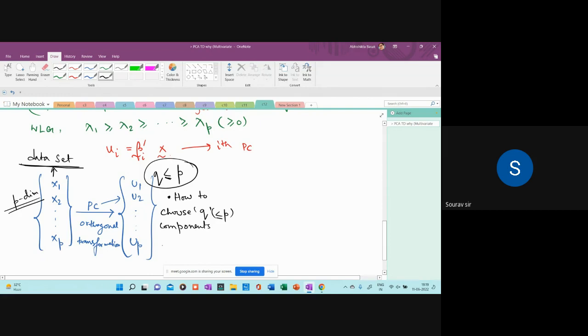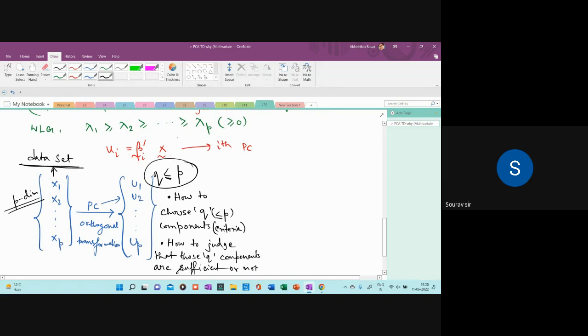How to choose these components, and how we are going to choose, components meaning the criteria I am talking about. And how to judge that those Q components are sufficient or not. So to answer these two questions, we need two things.